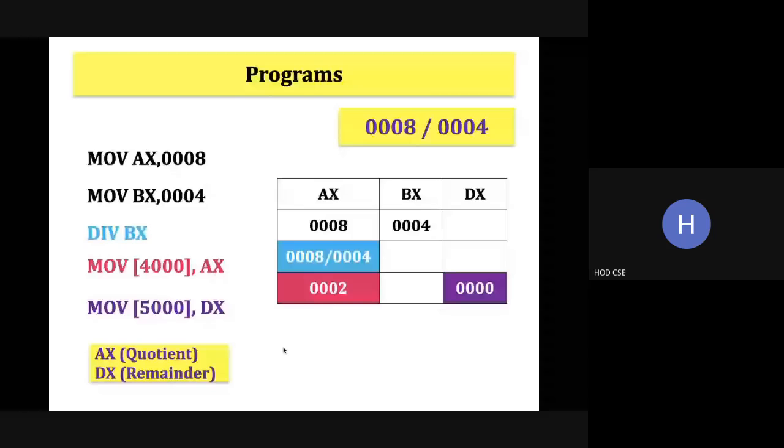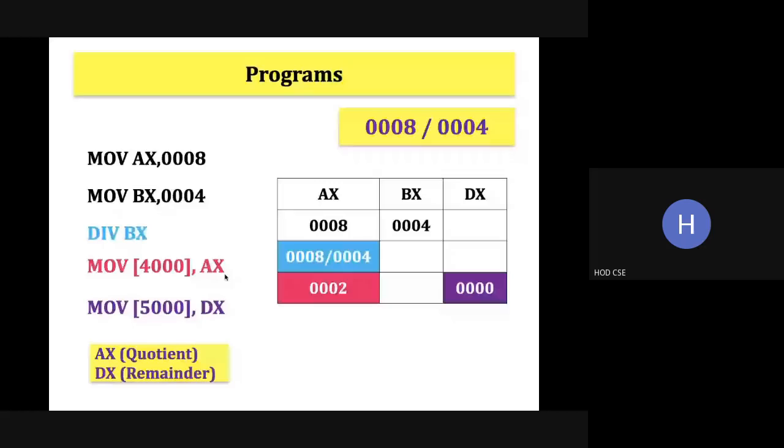For the division instruction, the condition is that one data must be in the accumulator and the other data can be in any other register. So one data is in the accumulator, another data in the BX register. So DIV BX. The result will be available in the AX register: AX will give the quotient and the DX register will give the remainder. I'm storing this quotient and remainder into this memory location.